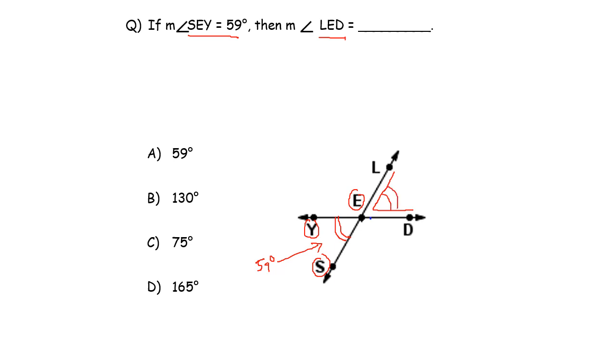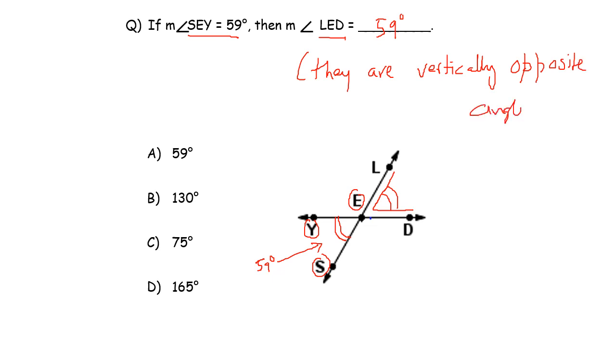And we can easily observe here, they are vertically opposite. So angle LED will also be 59 degrees. Reason? They are vertically opposite angles. Clear? So the answer is 59 degrees, A.